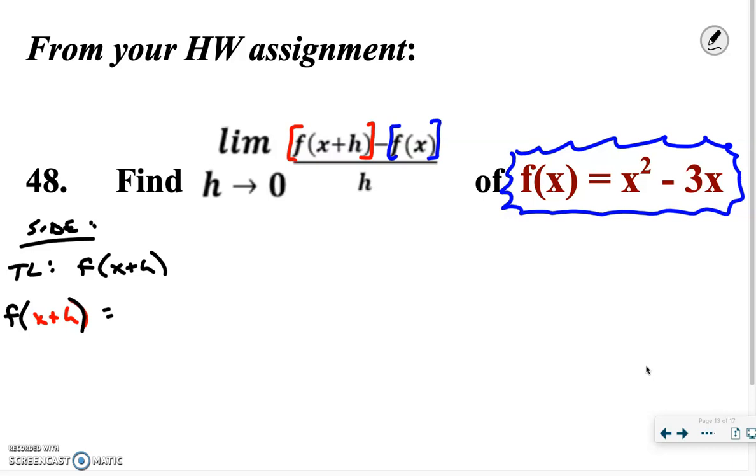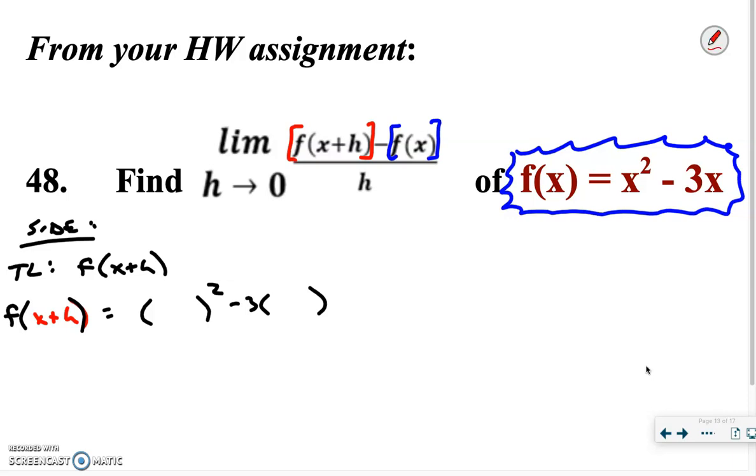But remember what we did on the previous slide. If we wanted to find f of 2, we put a 2 in place for x. If we wanted to find f of 3, we put a 3 in place for x. If we wanted to find f of 3 plus h, we put 3 plus h in place for x. So here now in this problem, if our function is x squared minus 3x, and I'm trying to find f of x plus h, what am I going to put in place for x?